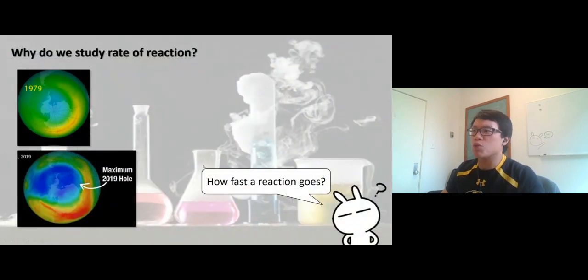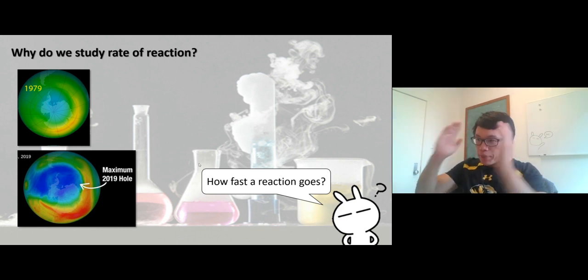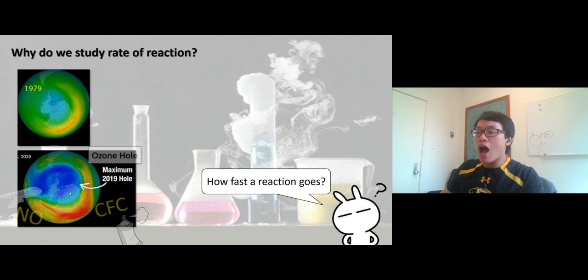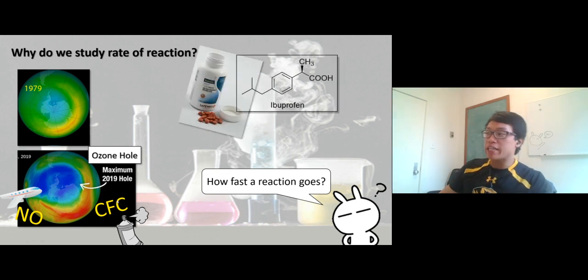Okay, we talk about the rate of reaction. Why do we study the rate of reaction? Well, there are multiple applications. I'll give you some examples right here. I'm sure you have learned this in middle school, high school, so I'm not going to get into the detail. The ozone layer: studying the rate of reaction can tell you how fast the ozone is depleting, how quickly toxic gases destroy ozone.